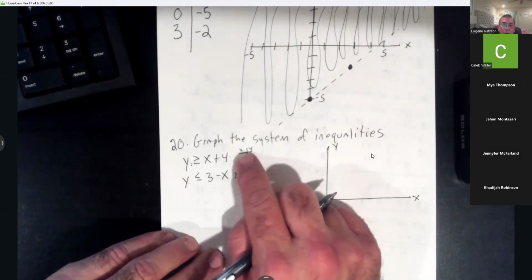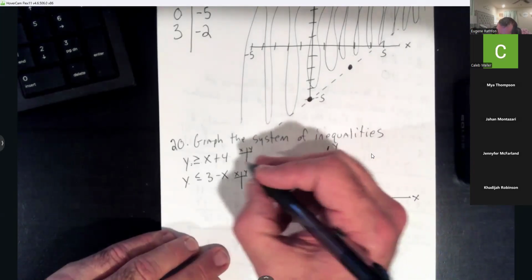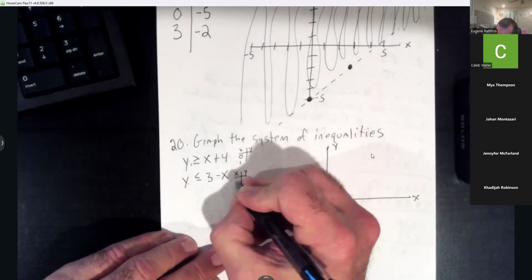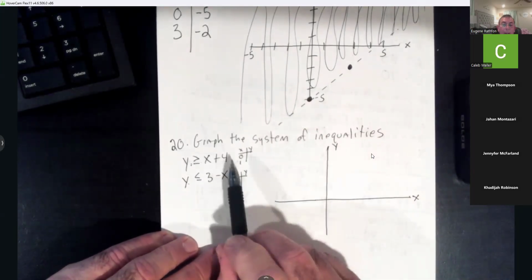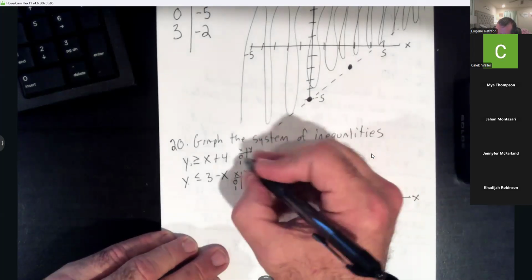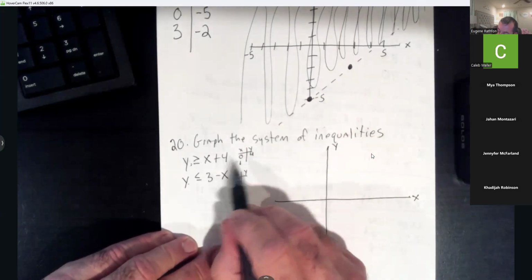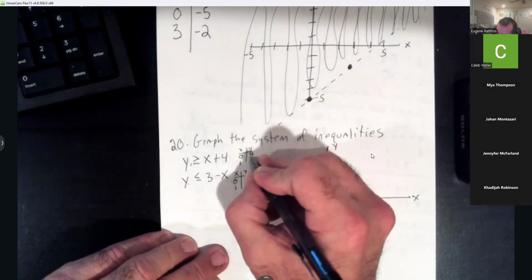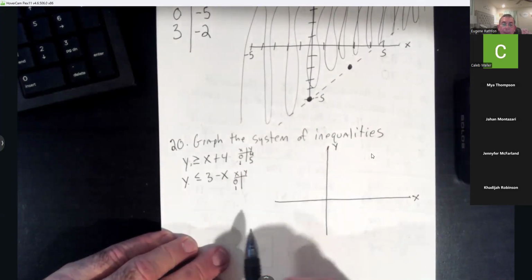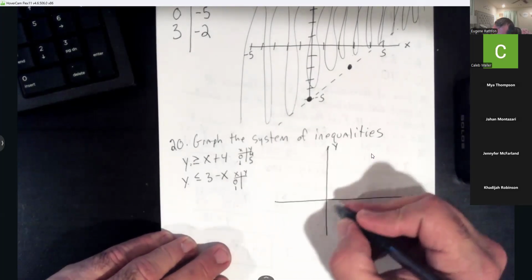All right, so I need two numbers for X here. I'm just going to use 0 and 1 for both of these. So 0 plus 4 gives me 4. 1 plus 4 gives me 5. So I got (0, 4) and (1, 5).